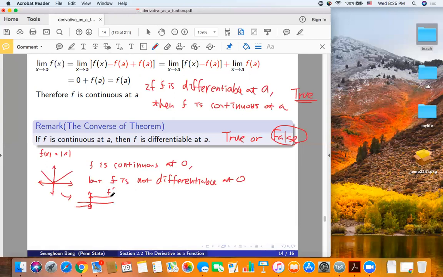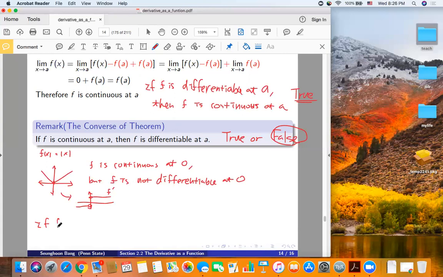The cause is the jump from the f prime. So another one is like a corner. At the corner, function f is continuous, but not differentiable because we don't have a unique tangent line. We don't have a unique tangent line. So I want to use the contraposition. This is like some logic. So this statement is true.